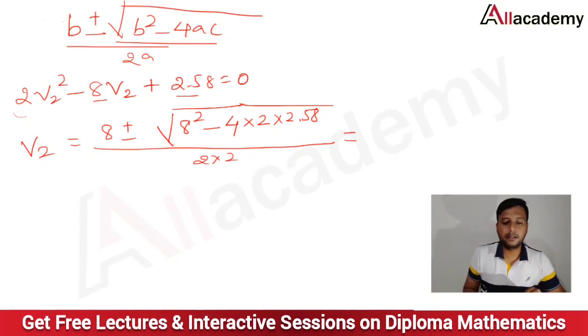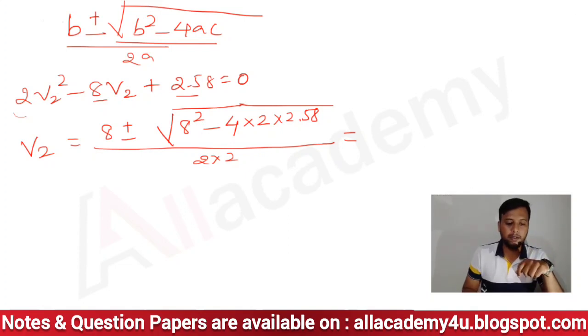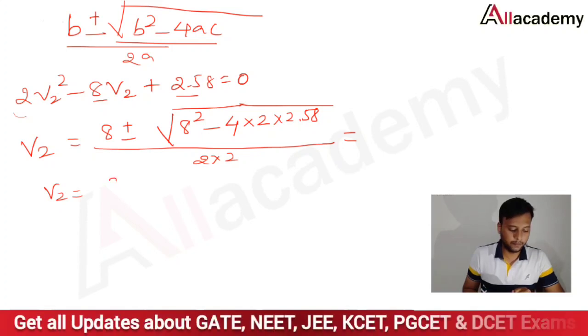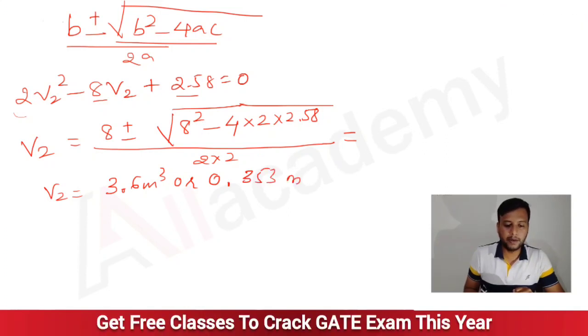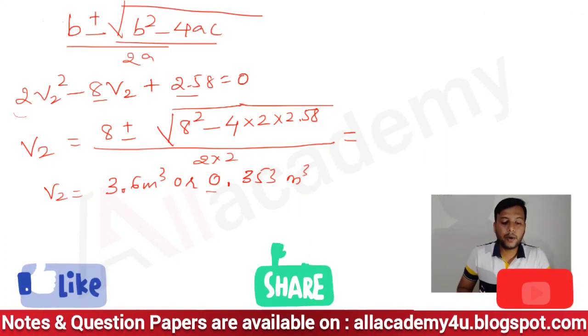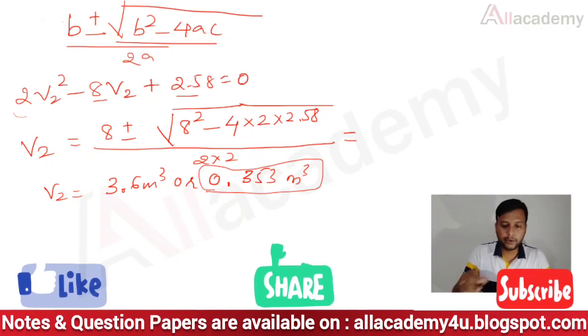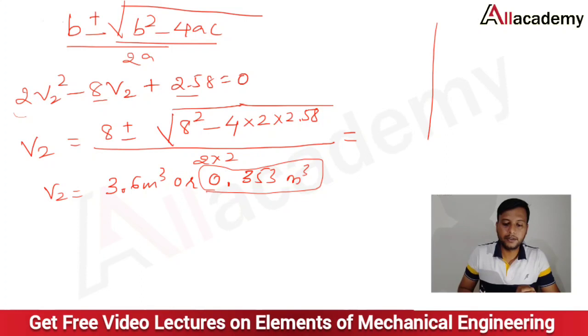Now if you simplify this, you will get two values, because there is plus or minus. So V2 will be equal to 3.6 meter cube or 0.353 meter cube. These are the two answers you will get, because of plus and minus here. Now this value you need to consider for the answer, because when you draw this PV diagram, he says that, now I will draw the PV diagram.